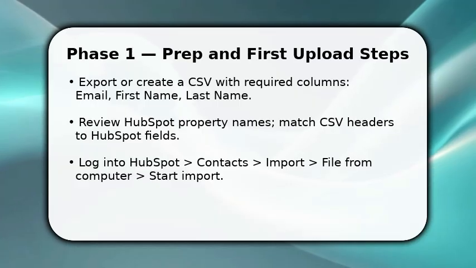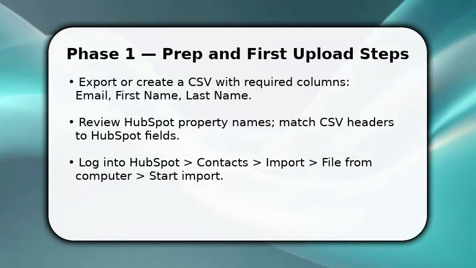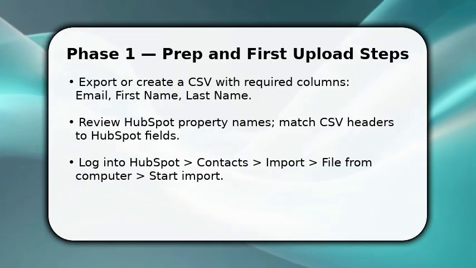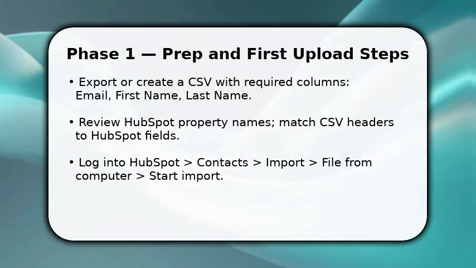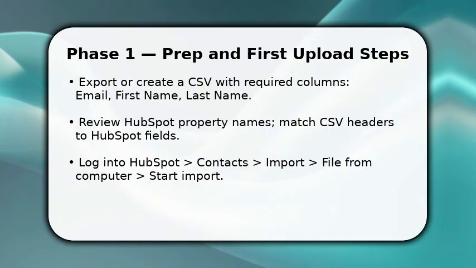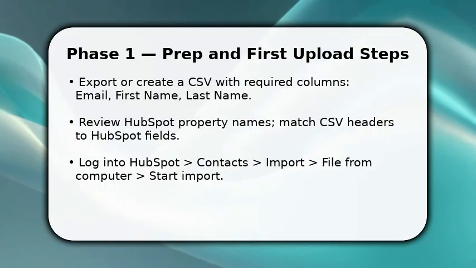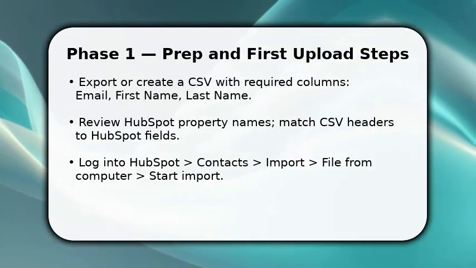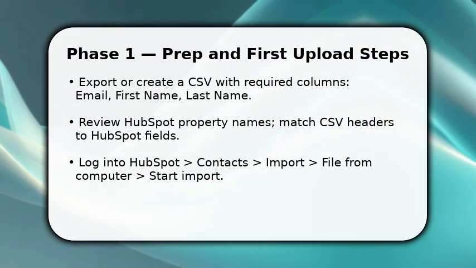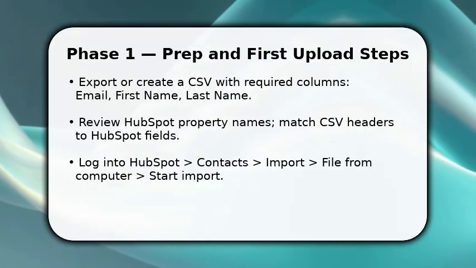Enjoy the video. You start by preparing a clean CSV with email, first name, last name, and any custom properties. This prevents duplicates and errors. Once done, log into HubSpot, go to Contacts, choose Import, and pick File from Computer. Make sure to select Contacts as the object. This tells HubSpot how to map the data.